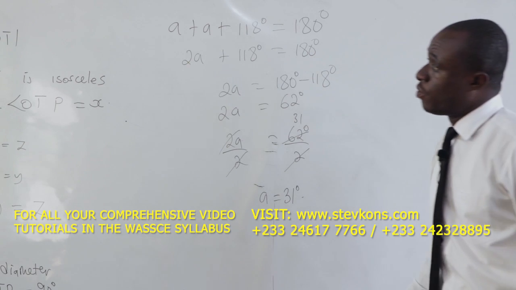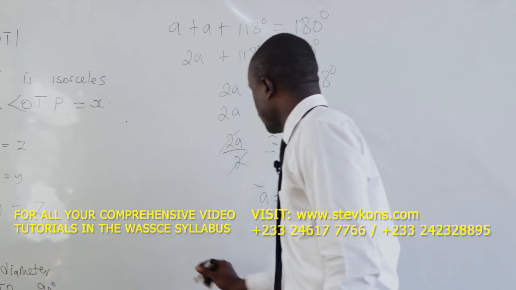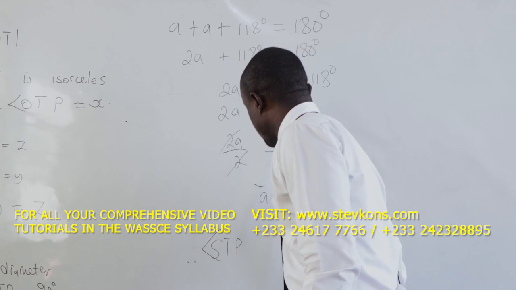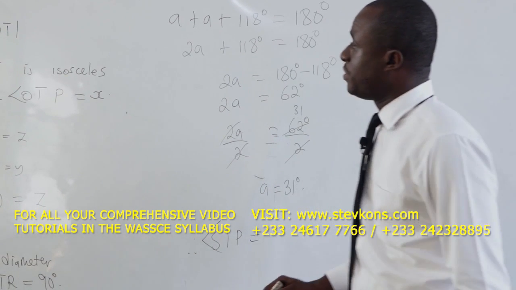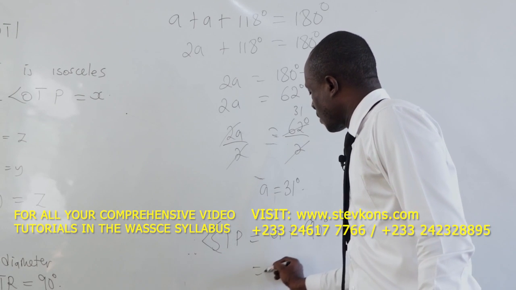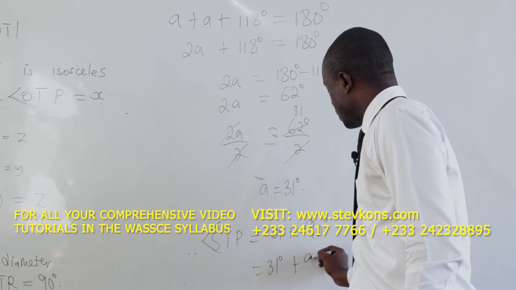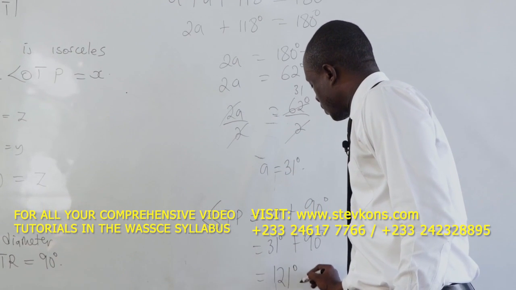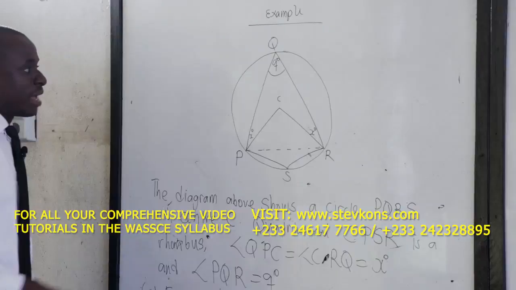Now, we want to find STP. Therefore, angle STP. Now, STP, that is A plus 90 degrees. And 31 degrees plus 90 degrees. And this is 121 degrees. Now, that's a past question.